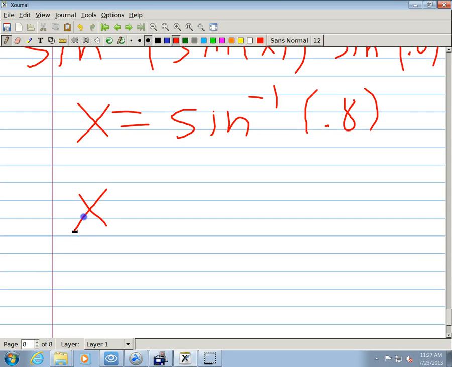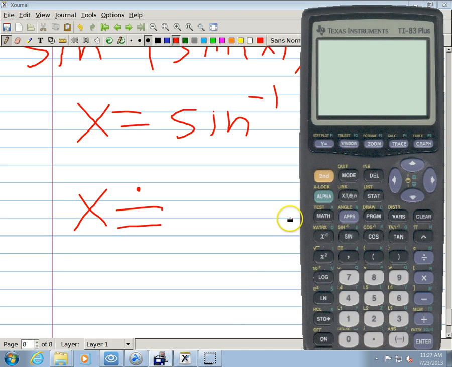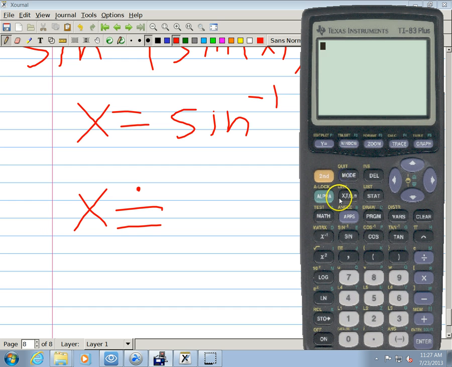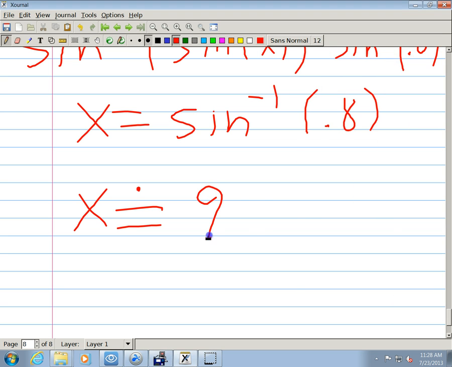Okay, so x is approximately, let's find out. Ask Ziggy. All right, Ziggy, so let's see. What mode am I in? I'm in radian mode, right? So I would do second sine, arc sine of 0.8, is 0.927-ish in radians. So I'm going to write 0.927-ish, put a little decimal here.